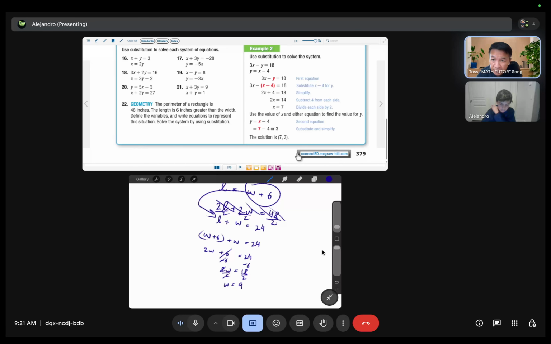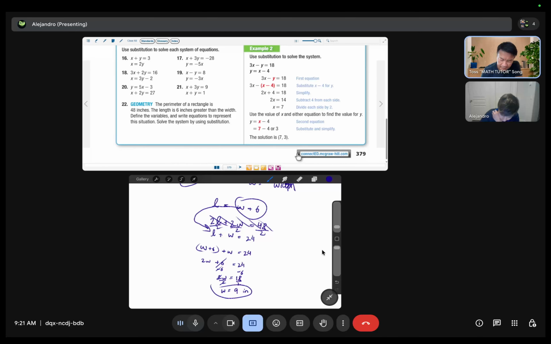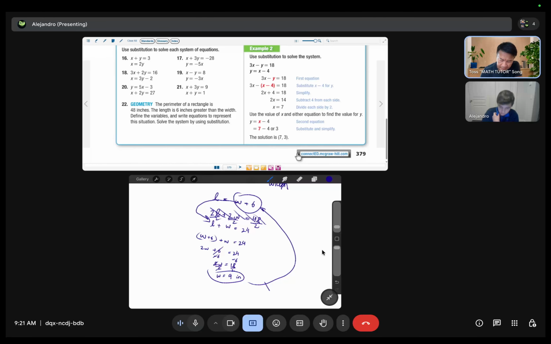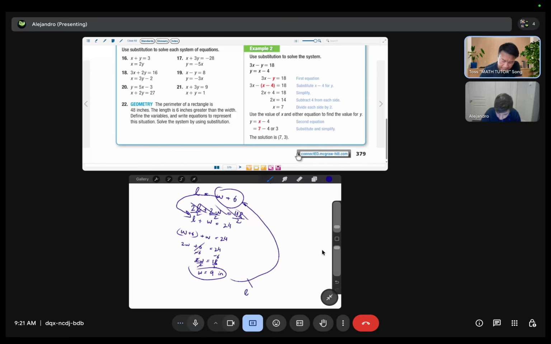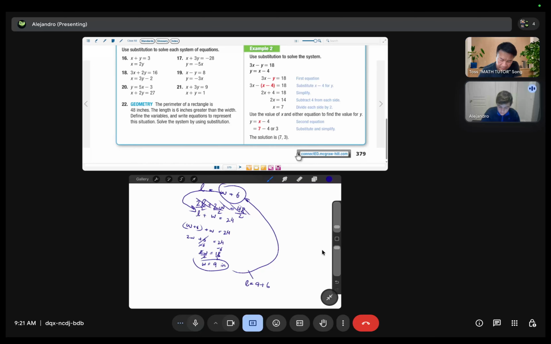We may have to write inches here, right? Inches. Circle that or leave it alone, and then plug it back in here. So you plug it back in, the length will be 9 plus 6. I still write L equals 9 plus 6 so your teacher knows what you were doing, what unknown variable that is. Okay, so that'll be 15 inches.